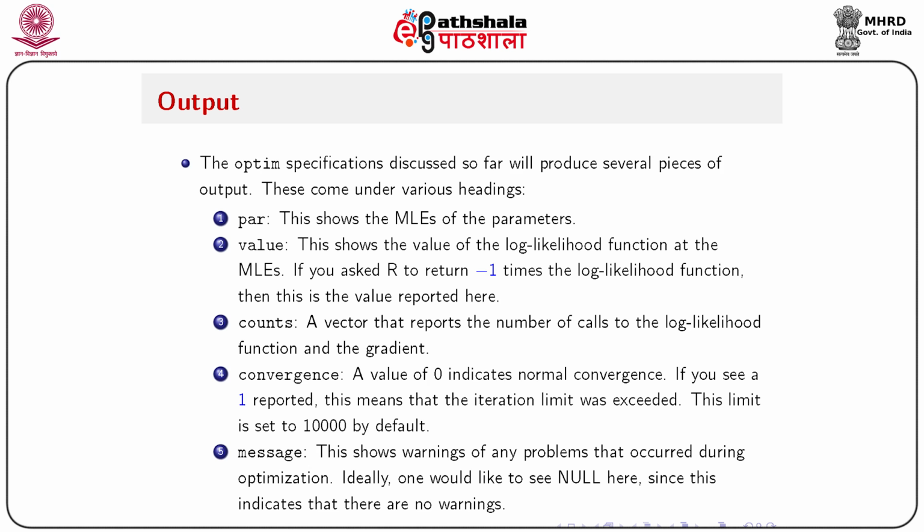Convergence, a value of 0 indicates normal convergence. If you see a 1 reported, this means that the iteration limit was exceeded. This limit is set to 10,000 by default. And message, this shows the warning of any problems that occur during optimization. Ideally, one would like to see null here, since this indicates that there is no warning.